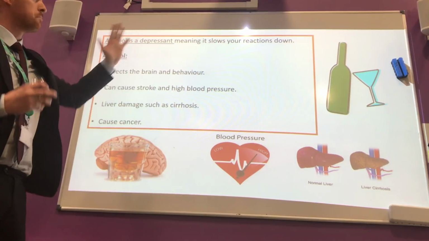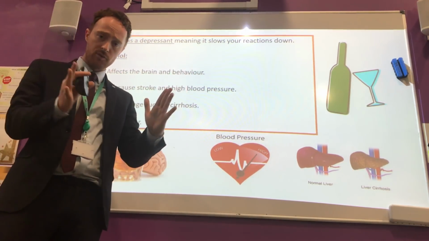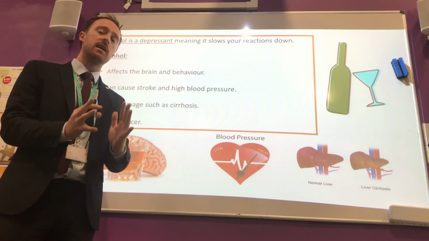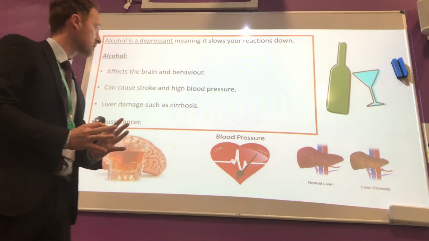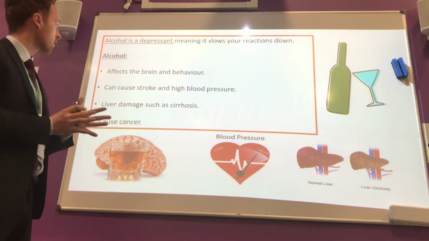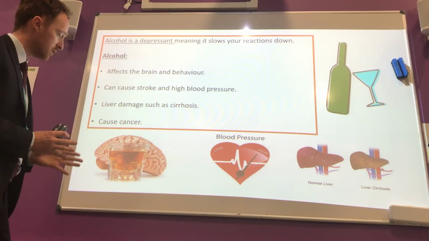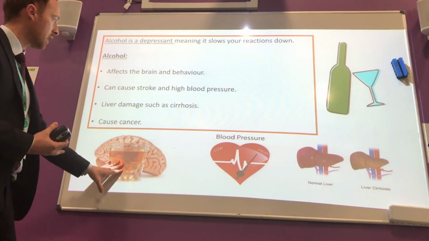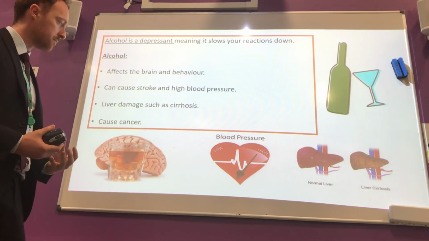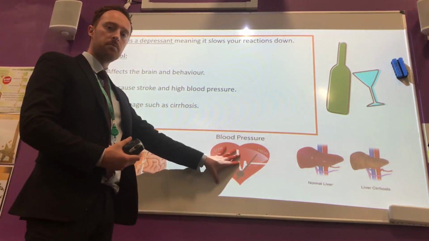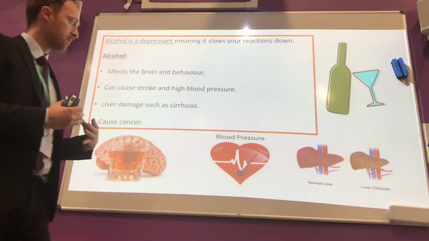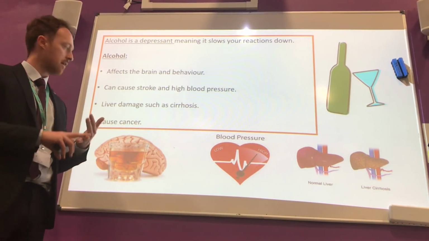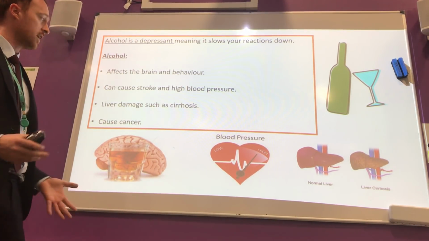So alcohol is a depressant, which means it slows your reaction times down. It depresses the nervous system and makes it slower to react. And if somebody drinks a lot of alcohol, there are lots of different associated risks. It affects your brain and your concentration, slows your reaction times down, and it can also affect your behaviour. It can lead to high blood pressure, and that can have effects on your heart and having strokes, and it can cause lots of cancers.